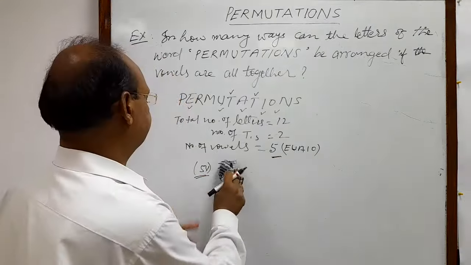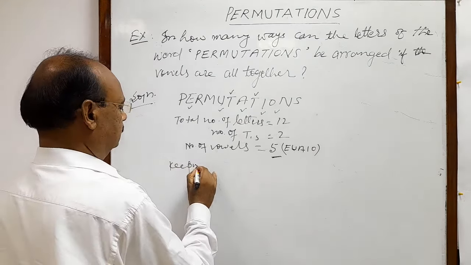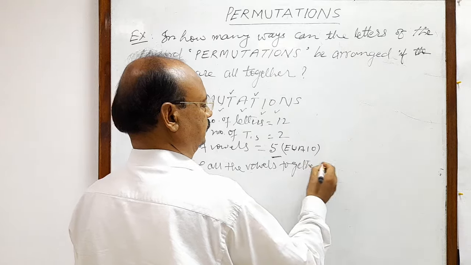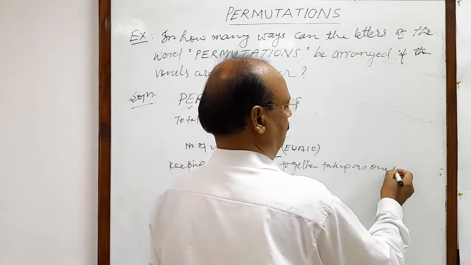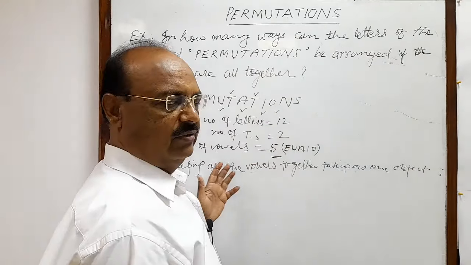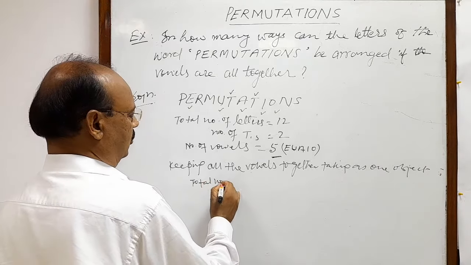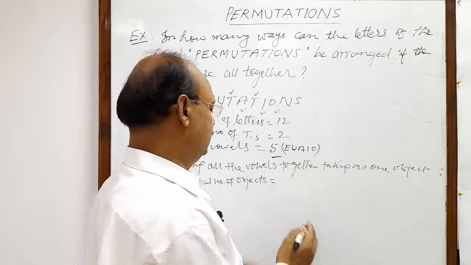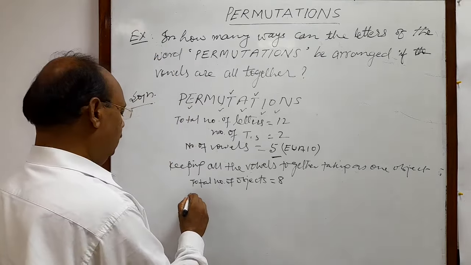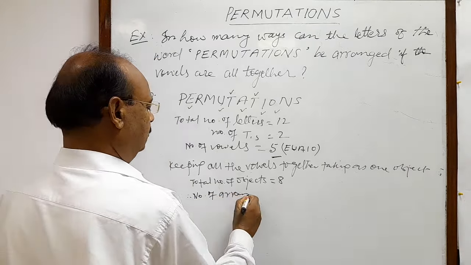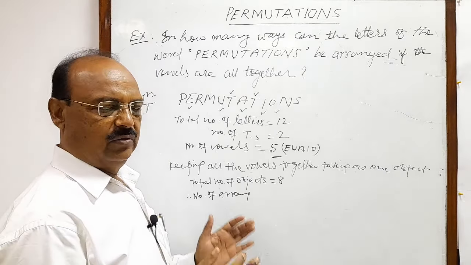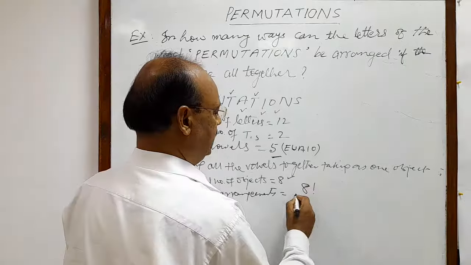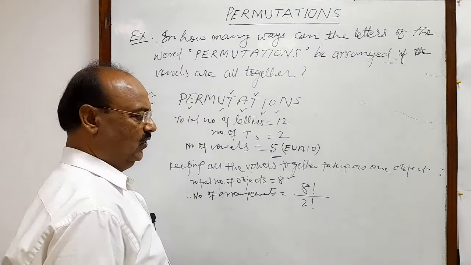So let us write here, keeping all the vowels together, taking them as one object and the rest of the objects are different. Total number of objects, how many? All 5 vowels will be treated as one object and the remaining 7 letters, so 7 plus 1, 8. So, the number of arrangements, meaning number of words formed with or without meaning when all the vowels are kept together, total objects is 8, so 8 factorial divided by 2 factorial, isn't it?